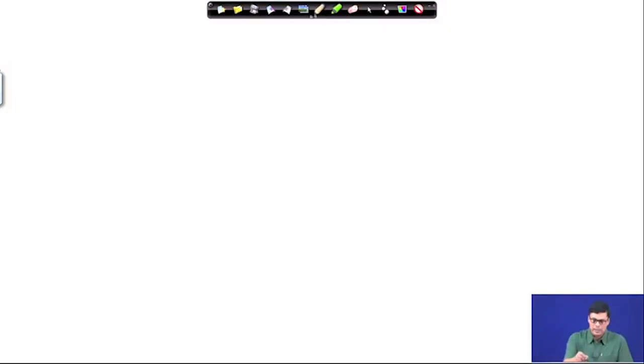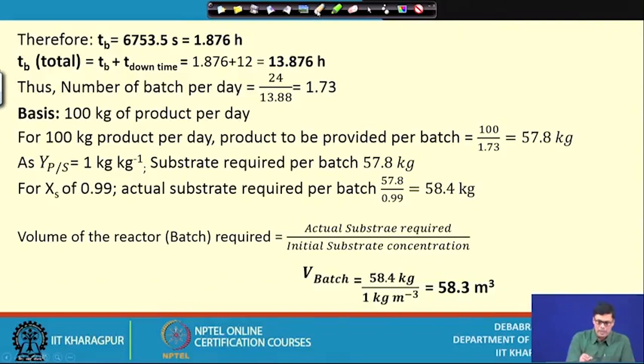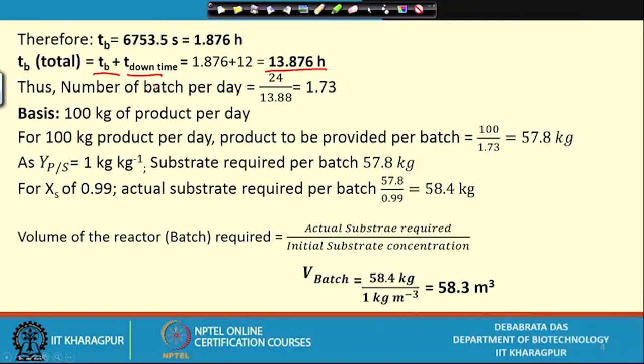Here the total time is coming about 13.876 hours. This is the batch time plus downtime. I told you, in case of batch process, there is a downtime you have to consider. What is downtime? Downtime includes the time required to take out the material after the reaction is over, and then clean the vessel and also refill the vessel. This downtime we consider as idle time, because during that time no reaction takes place.